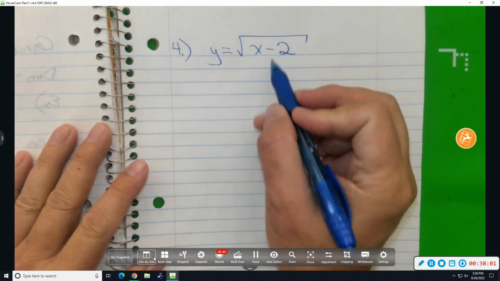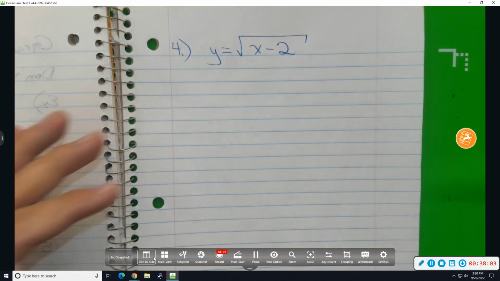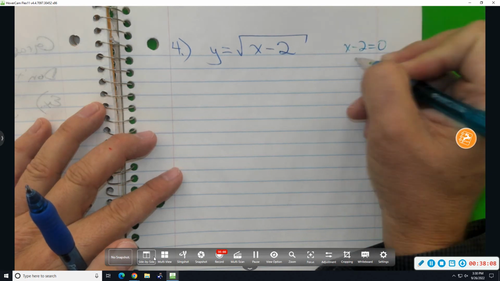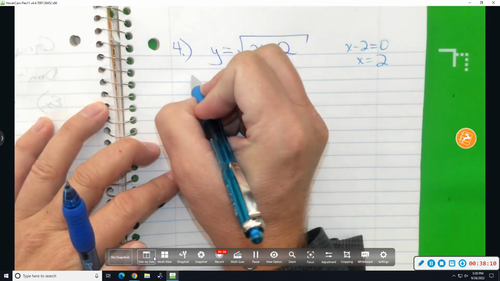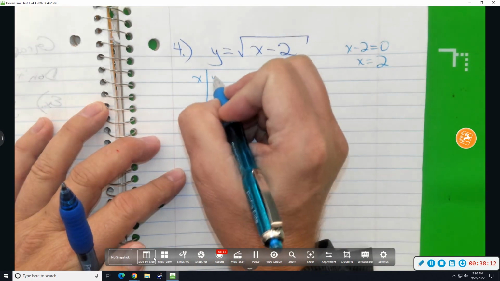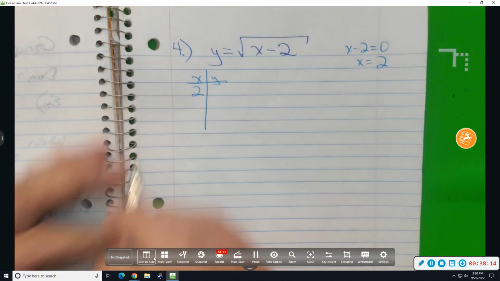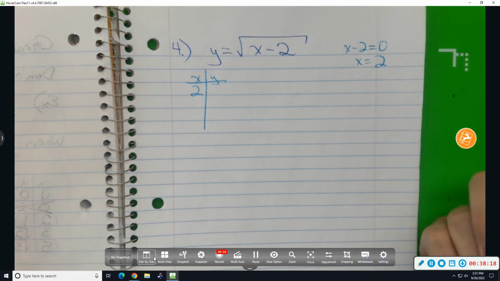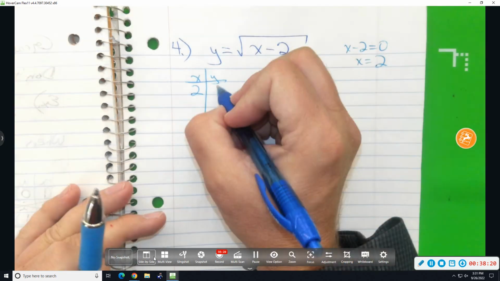2. And here's what you're thinking to yourself: when does x minus 2 equal 0? That's when x is 2. So you have a little table of values. When x is 2, y is 0.